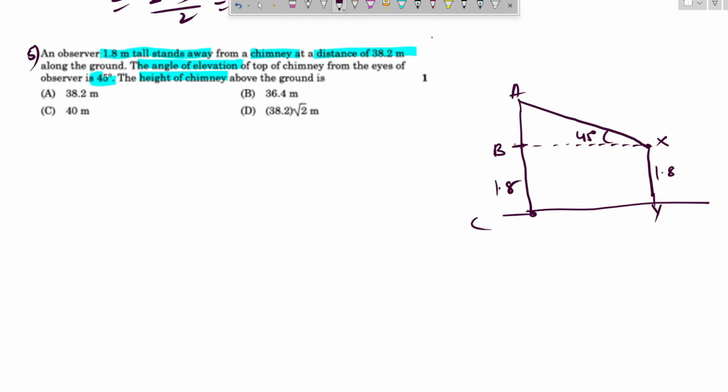Now the angle of elevation is given as 45 degree from the eye of the person to the top of the chimney. You need to find out the height of the chimney. That means AC equal to, you need to find. Here the distance between the chimney and the person is given as 38.2 meters. So this BX will also be equal to 38.2 meter.